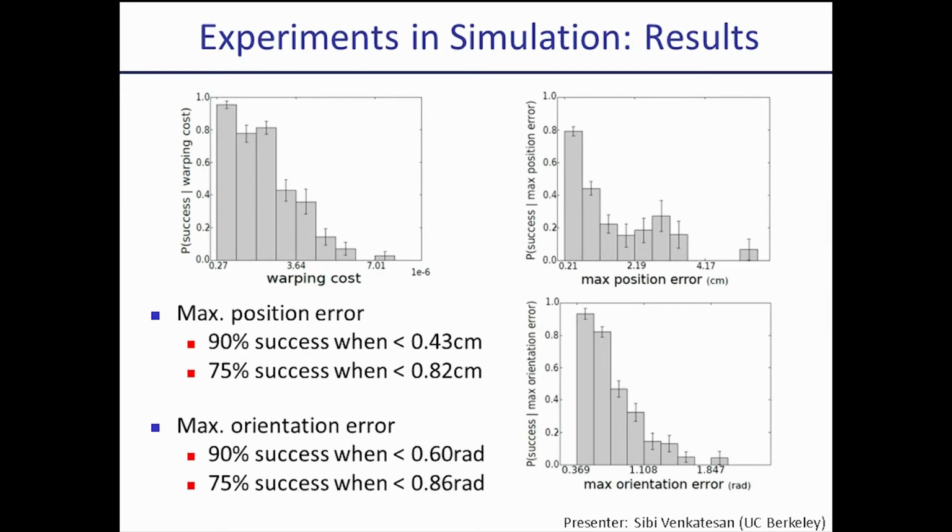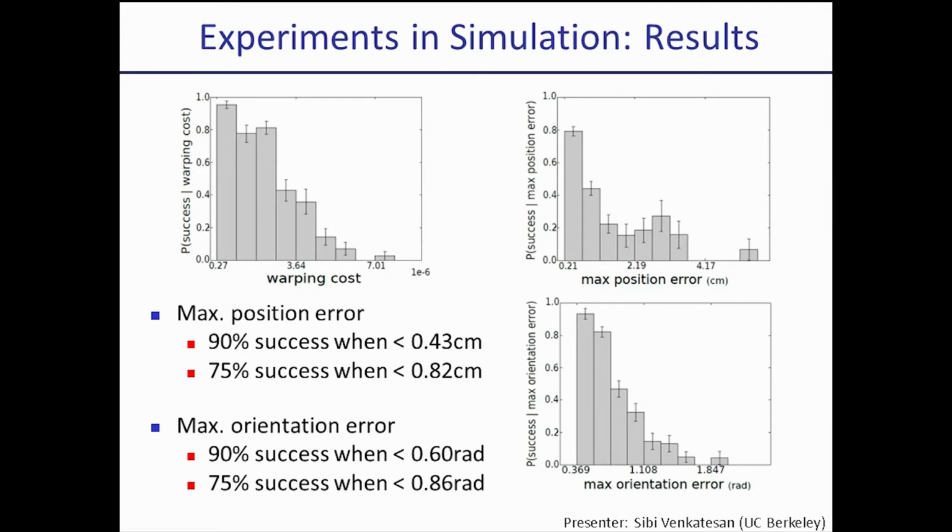Here are two more plots with maximum position error and maximum orientation error on the horizontal axis. The vertical axis remains the same. Let me define these errors for you. First, you warp the demonstration to get a gripper trajectory. Then you optimize the trajectory to execute this on the robot. The maximum error over all time steps between the warp trajectory and the optimized trajectory are what you see here. These plots show the same trend.